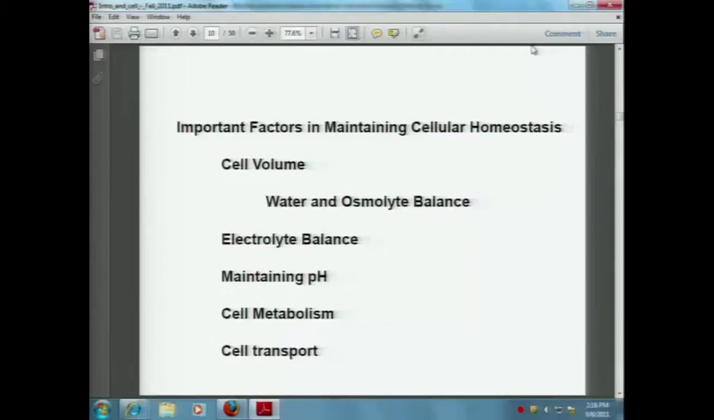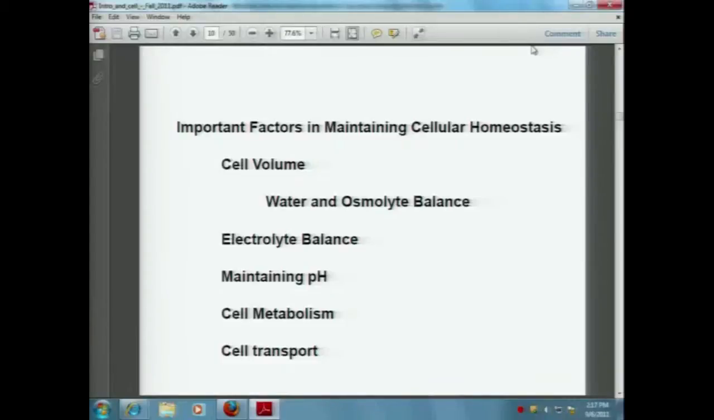We control electrolyte balance. And electrolyte balance can greatly affect a cell's excitability. It can affect the cell's membrane potential and whether or not we get the triggering of different reactions that are appropriate or not. So we affect electrolyte balance. We have to maintain adequate pH. And pH is usually maintained by the body within a fairly narrow range. So changes in pH are not tolerated.